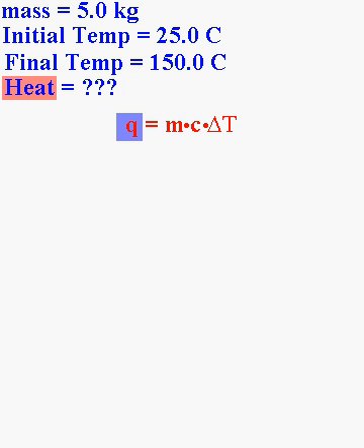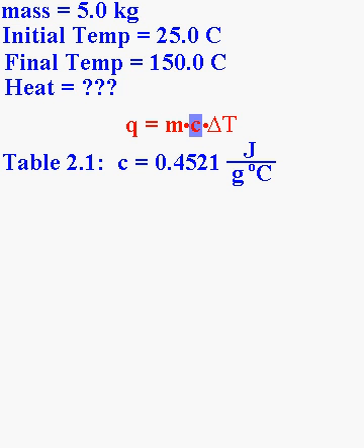In the equation, Q is equal to heat. Well, that's what we're trying to find out. M is the mass. Well, we're given the mass. It's 5.0 kilograms. C is the specific heat. Now, we aren't given the specific heat, but we're told that the skillet is made of iron. And iron is listed in table 2.1 as having a specific heat of 0.4521 joules per gram degree Celsius.